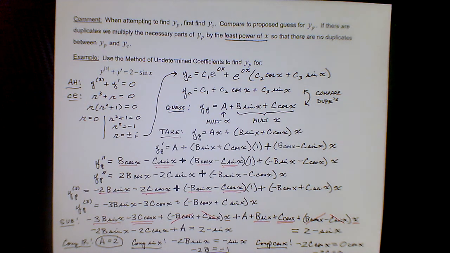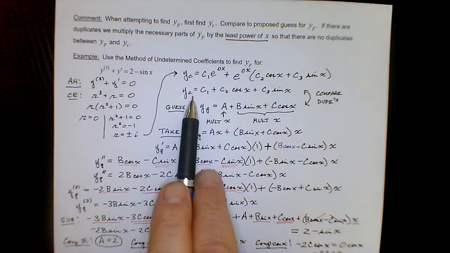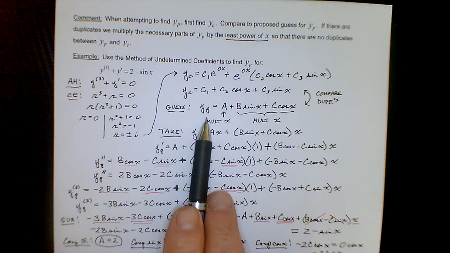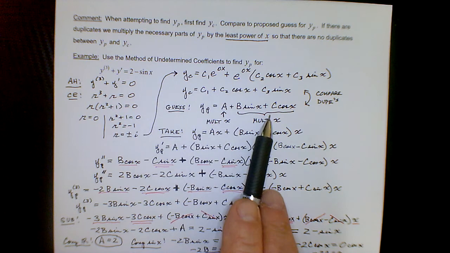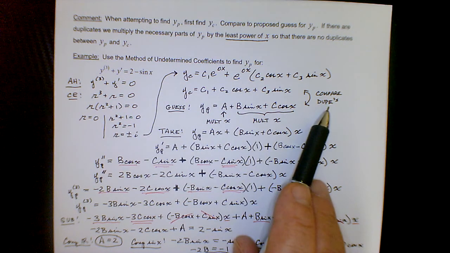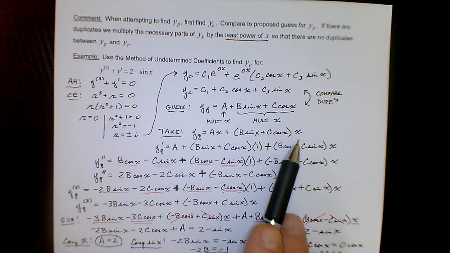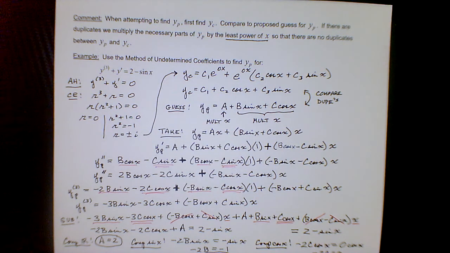And last time we saw an example where we used the technique of comparing the y sub c solution to the homogeneous to y sub p, the solution to the non-homogeneous, and we saw if there were duplicates that we had to multiply by a power of x, the least power of x, so that there were not any duplicates. So that shortened up the process a little bit.